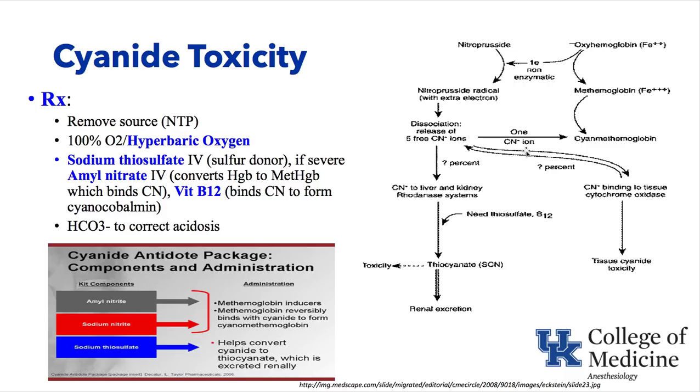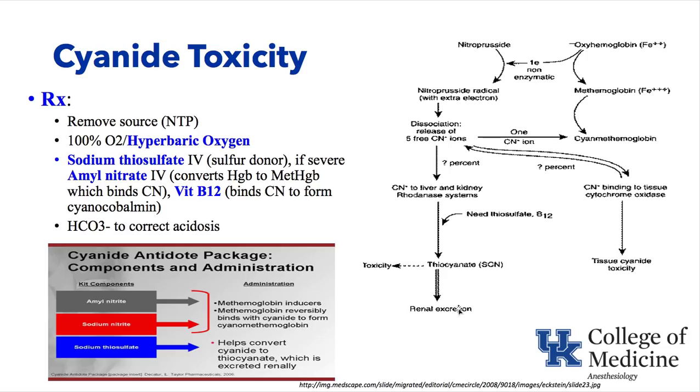One way is to convert oxyhemoglobin, Fe+2, to methemoglobin with a drug called amyl nitrite or sodium nitrite. It oxidizes the hemoglobin to methemoglobin, because methemoglobin can bind the free cyanide ion to form cyanomethemoglobin and get rid of it from your body. Another way to get rid of free cyanide ion is to bind it to sulfur. So if we give sodium thiosulfate, a sulfur donor, in our liver the rhodanese system takes that sulfur, puts it on the free cyanide molecule and forms thiocyanate, which is renally excreted.